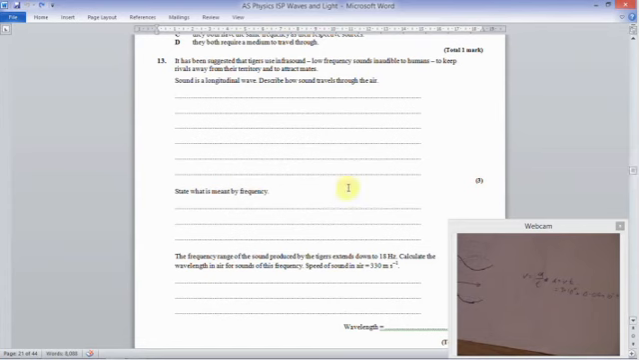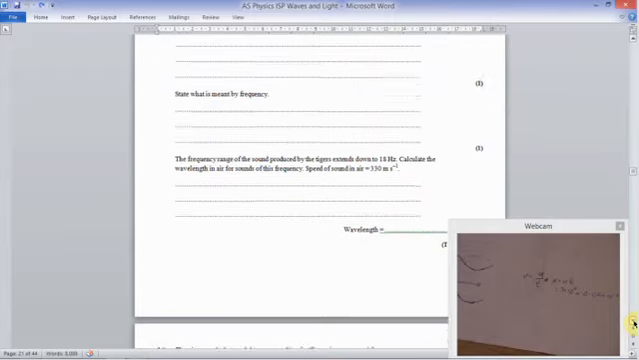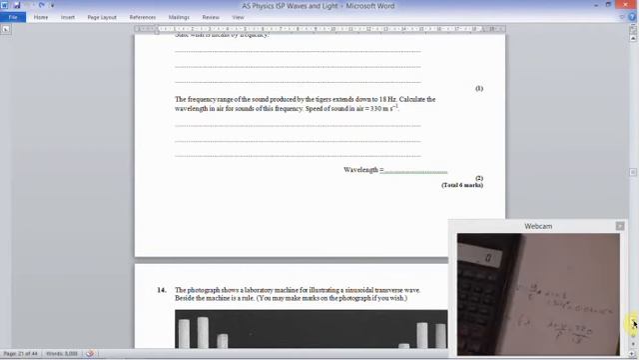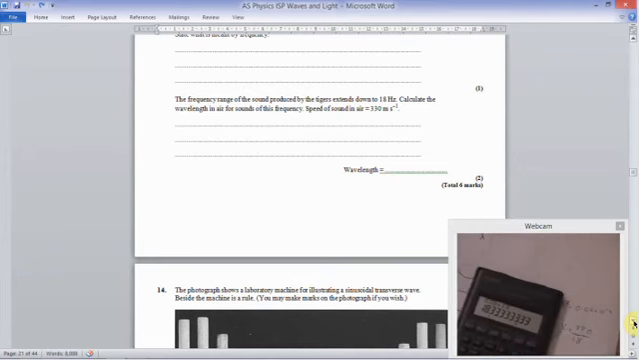State what is meant by frequency: number of waves passing a single point per second, or number of waves per second. The frequency range of sound produced by tigers extends down to 18 Hz. Calculate the wavelength in air for sounds of this frequency. You've got the speed there. Essentially just using speed is equal to frequency times wavelength. They want the wavelength, so you do speed over frequency. So it's 330 divided by 18. Okay, it's about 18.3 meters.